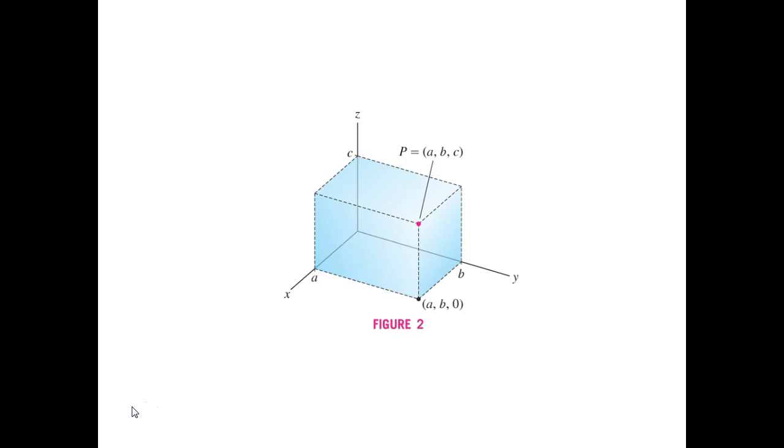Since you're in three spaces, it would be (A, B, 0). And then if you go up C units here, (A, B, C) would represent that point.